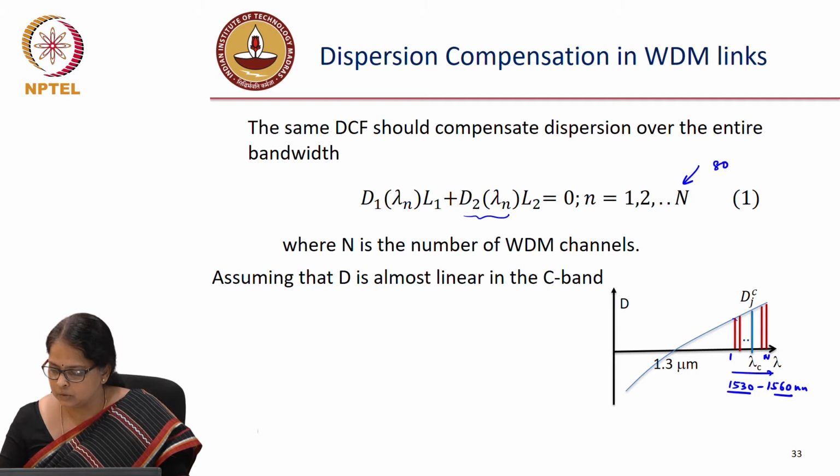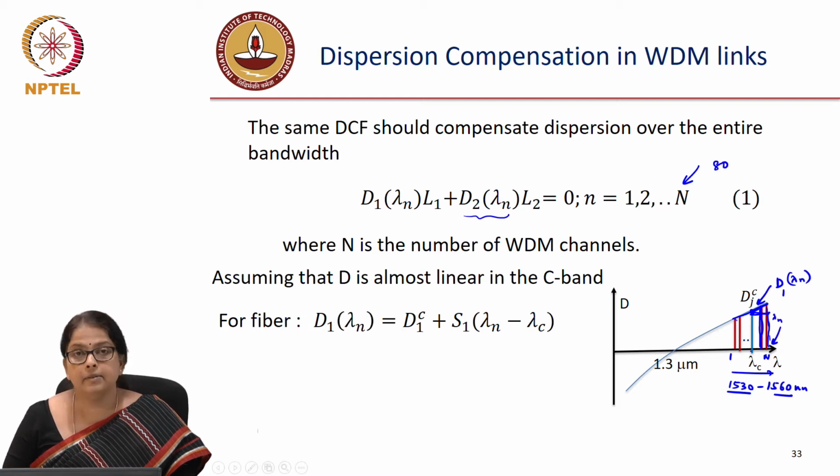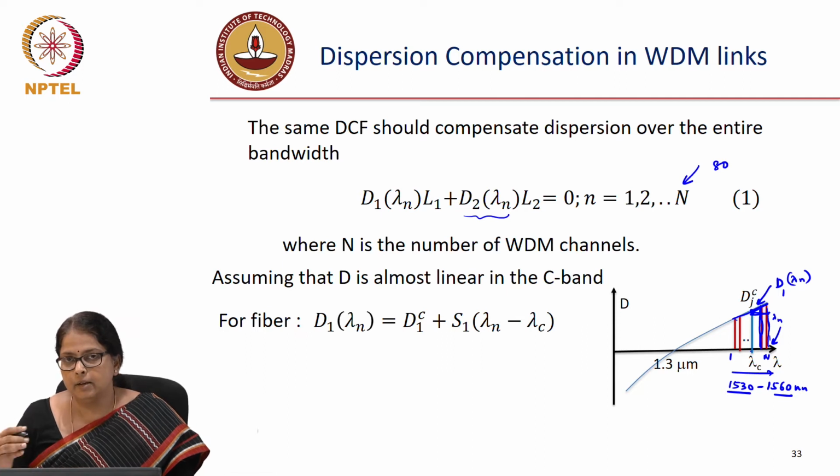So if we assume that this is almost linear, then I can write D1 at any lambda n, so this is lambda n, and this is D1 at lambda n. And if this is linear, I can calculate this as D1 at center wavelength plus S1, the slope, times lambda n minus lambda c. So this is lambda n wavelength, and this is lambda c wavelength. So assuming it's linear, you can relate D1 at any lambda n this way. I can substitute this in the previous equation.